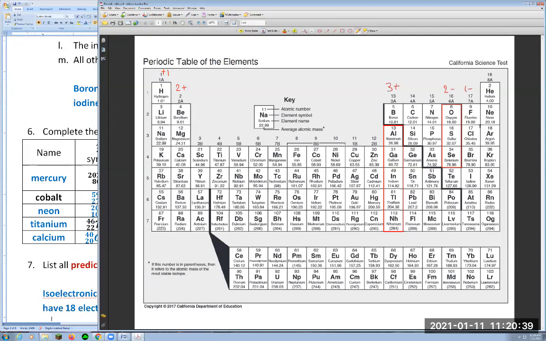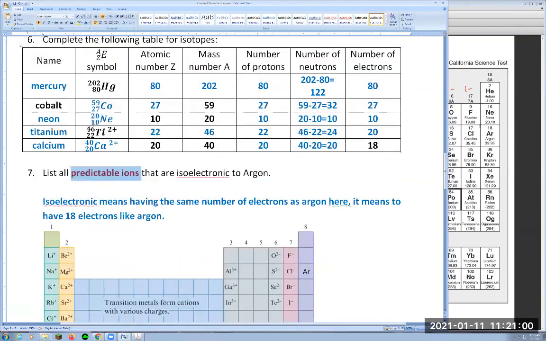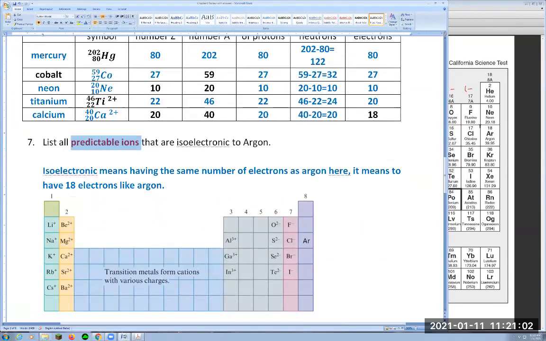You can also go here to group 5A. And here they like to become 3 negative ions because they like to gain 3 electrons to be like the next noble gas. So these are all the predictable ions. And I have a table below that shows them summarized here. So it's a very useful table.